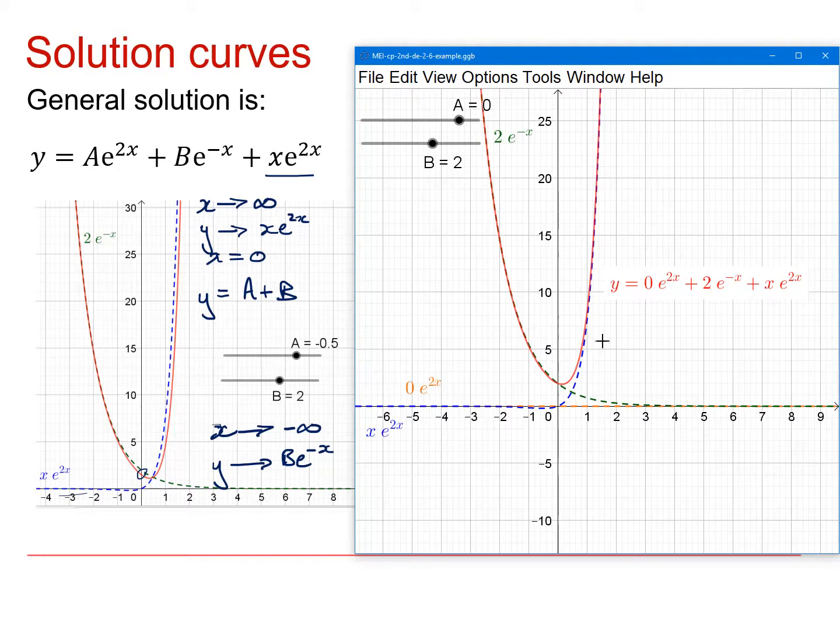then we're just being bounded by these two functions, the 2e to the minus x and the x e to the 2x, and as I alter the value of b for that, you can see it's just lying between those two functions.